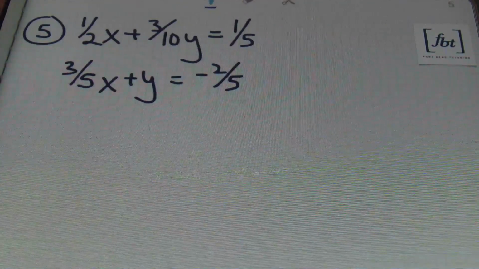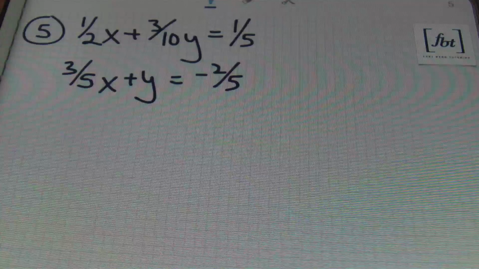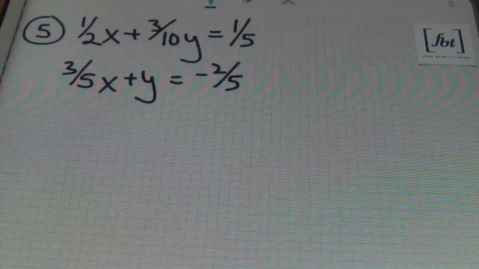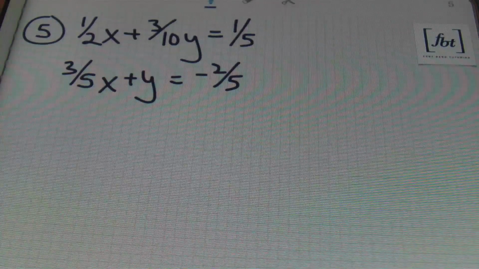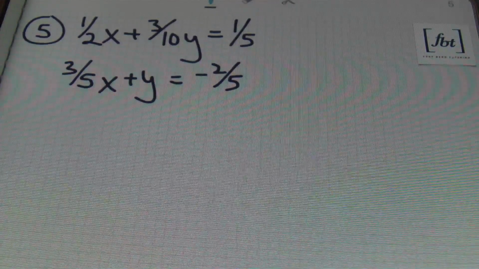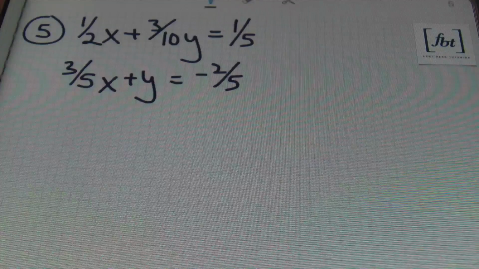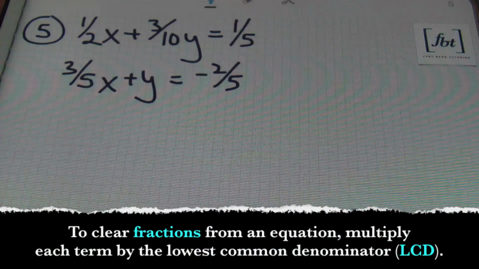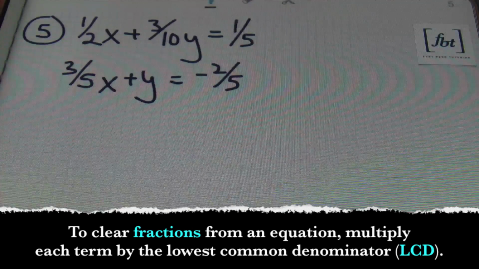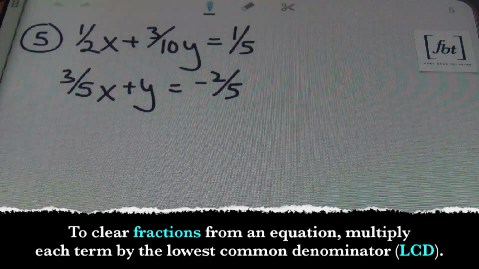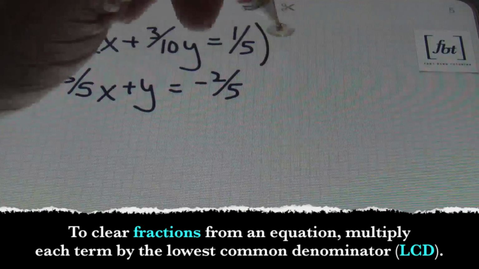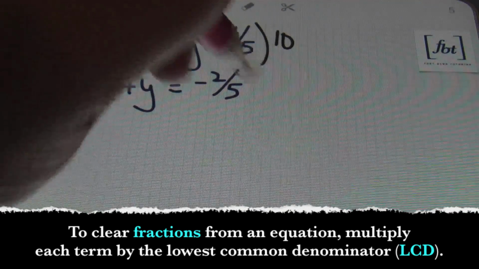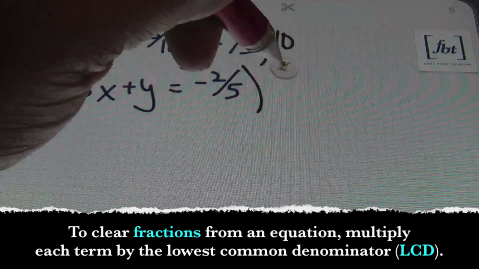All right. Number 5. What happens when you have a system of equations that's riddled with fractions? What do you do then? Well, I'll just rewrite the problem. Anytime I have a system of equations with fractions, all I'm going to do is multiply everything in both equations by its common denominator. The common denominator in the first equation is going to be 10, so multiply every single term by 10. In the second equation, you're going to multiply everything by the common denominator of 5.